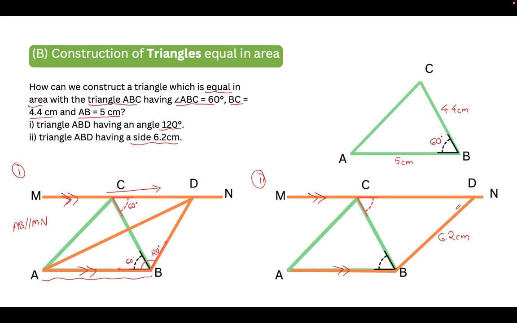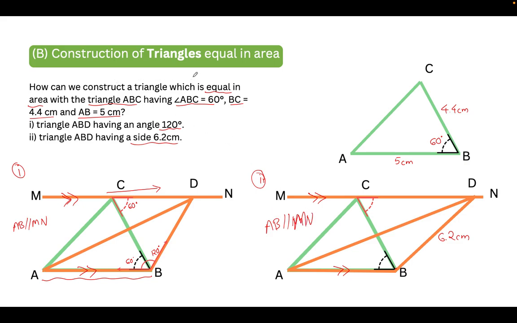Now we will join A to D. So this ABD has area equal to ABC. Why? Because they are standing on the same base AB and between the same parallel lines AB and MN. Okay, so this is about construction of triangles equal in area.